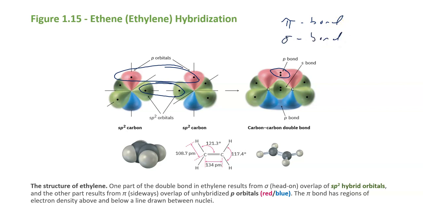That's how I write it. That's how they're saying right there. You can call it a P bond if you want, but it gets a little confused with the P orbital, I would say. That's fine.